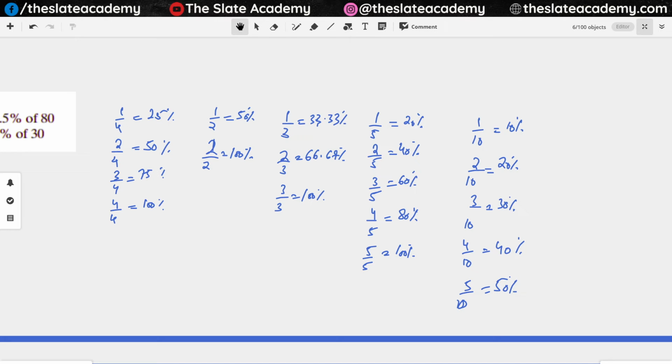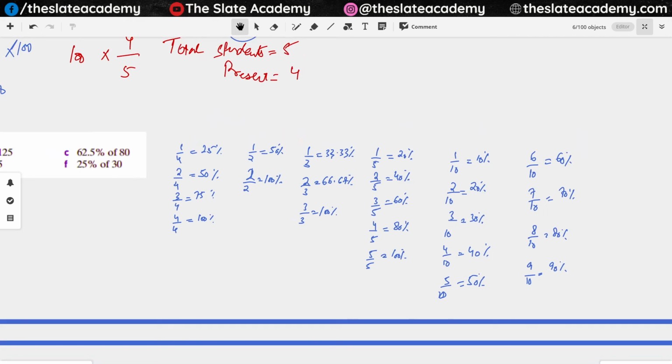6 out of 10 is 60%. 5 over 10 is 50%, 5 over 100 is 5%. 7 out of 10 is 70%, 8 out of 10 would be 80%, and 9 out of 10 would be 90%. 10 out of 10 would be 100%.